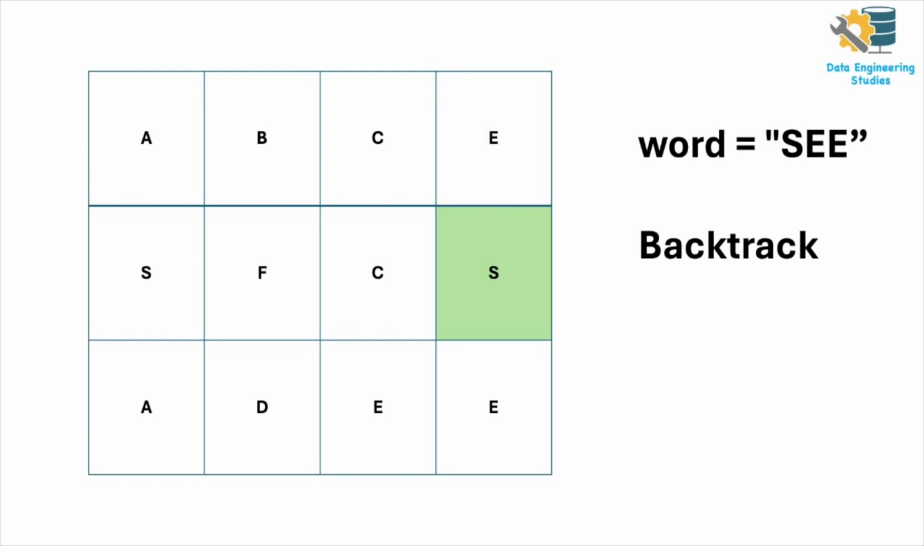to S. From S, we will search for E. We have E in the bottom and we have marked S as visited. From this E, we are searching all 4 sides.